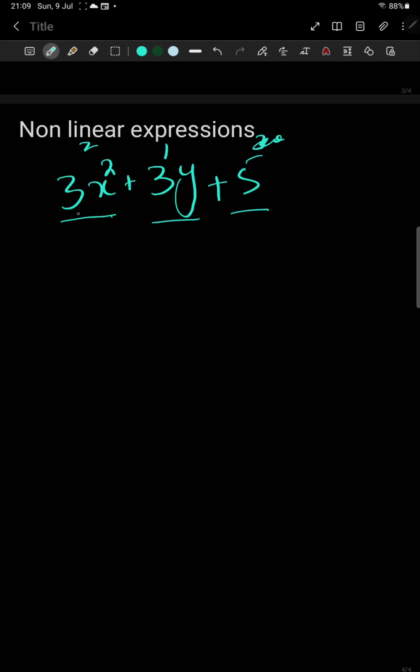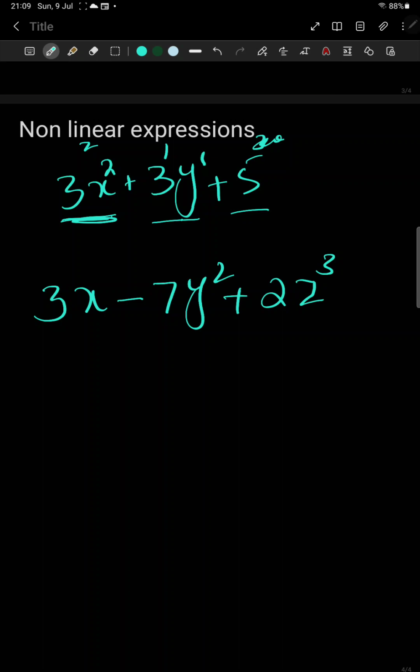Sometimes one of the terms is having the index more than 1. Though the second term is having the power 1, the first term is having the power 2. For instance, if we are having the expression 3x minus 7y square plus 2z cube, in this expression the index of the first one is 1, the index of the second one is 2, and the index of the third one is 3. So this is not 1. In every term it is not 1. So this is not linear. This is a non-linear one.